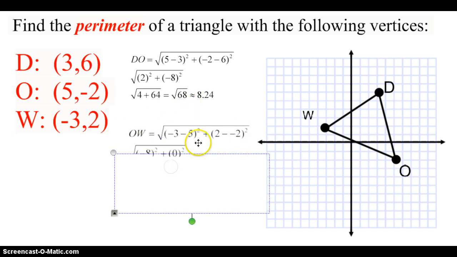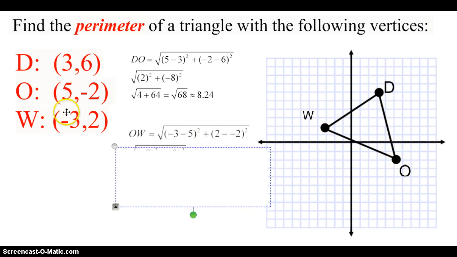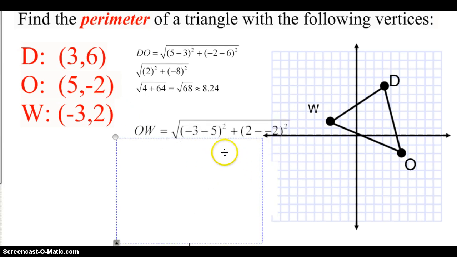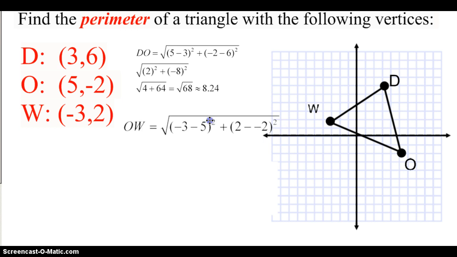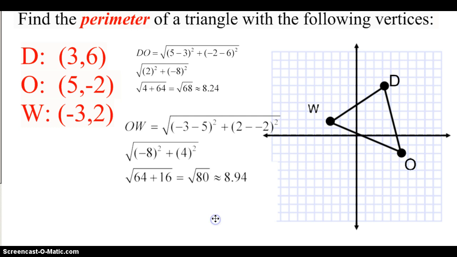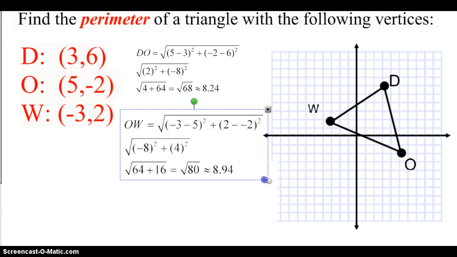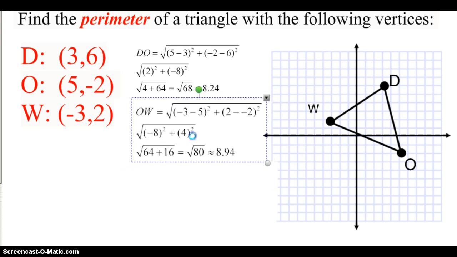Then I'm going to do OW, which is here. So I took -3 minus 5. I took 2 minus a -2. Again, just watch your double negatives when I get here because it's 2 minus -2. And if I change those signs, that becomes 4. And I get 64 because -8 squared is positive. So it's 64 plus 16 is 80. And the square root is about 8.94. So that's OW.